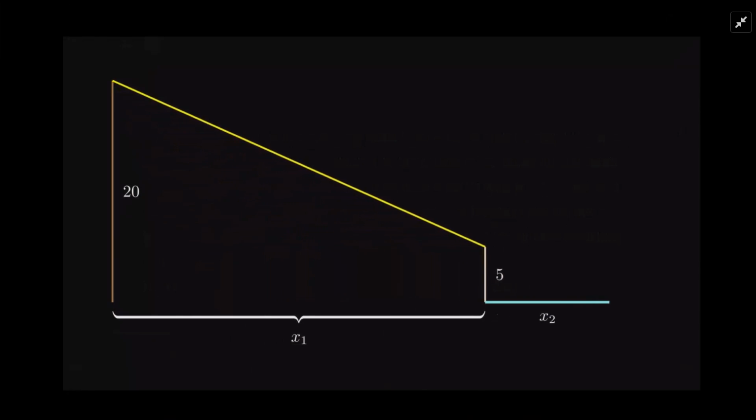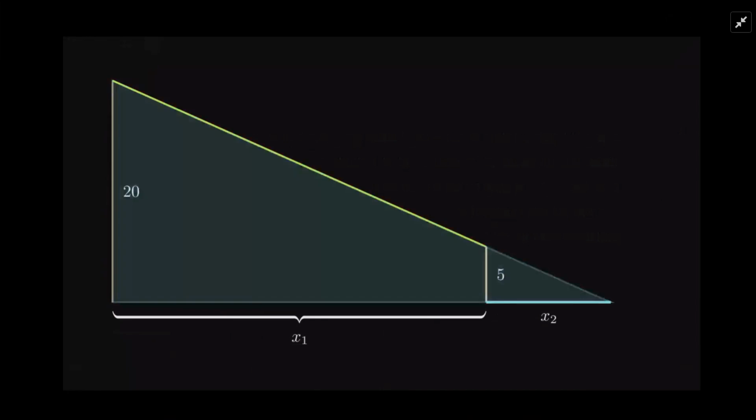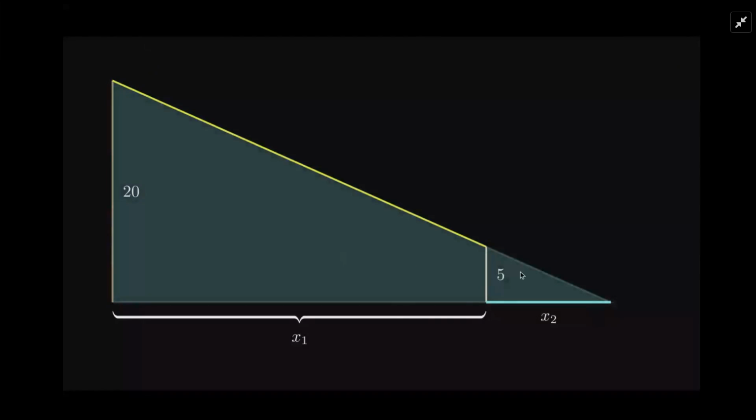Okay, that's pretty clear. So we have two triangles here. We have a large triangle, like that. And we have a small triangle here. So those triangles are similar. And we know the ratio of the sides because it's 20 to 5. So we're looking at this big triangle, small triangle, and we can set up a ratio here.